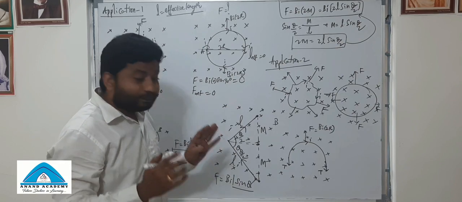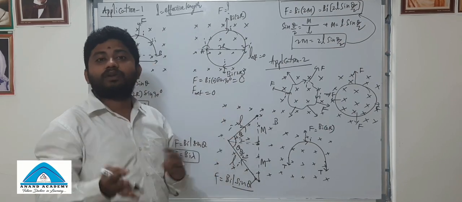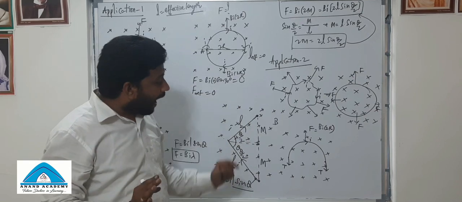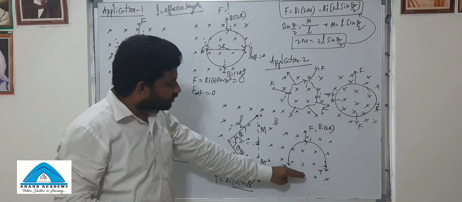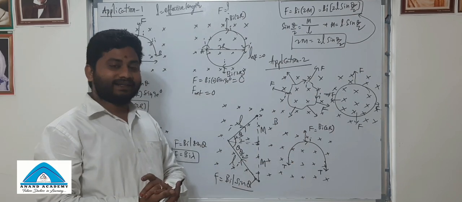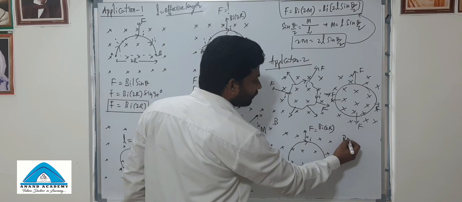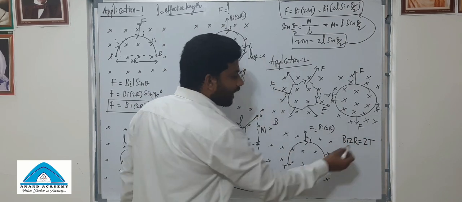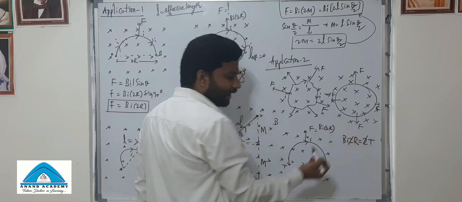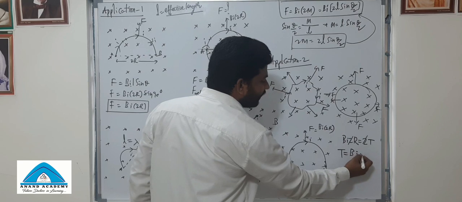Okay? But the loop is balanced. It will not move from one place to another place. Understand? As it is not moving, the upward forces will be balanced by the downward forces. So accordingly, you can write upward force is B i into 2r, which is equal to 2T, and this 2 cancels here, and T is equal to B i r.